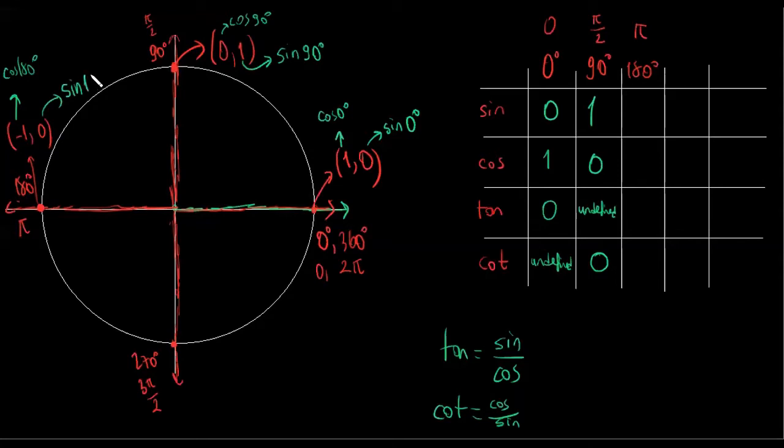Sine of 180 degrees. So let's write these values. Sine of 180 degrees is equal to 0. Cosine of 180 degrees is equal to -1, or sine of pi is 0, cosine of pi is -1.